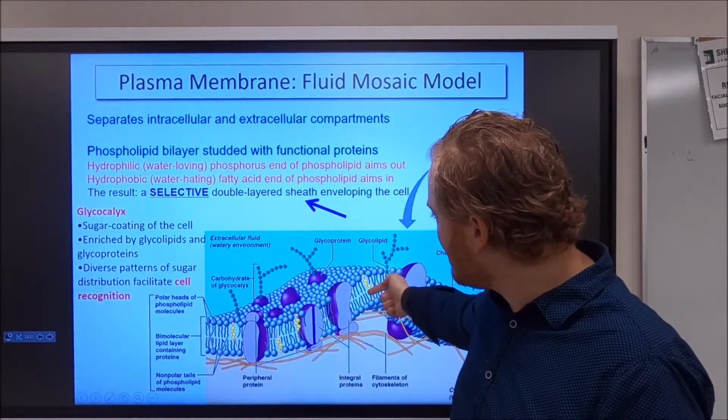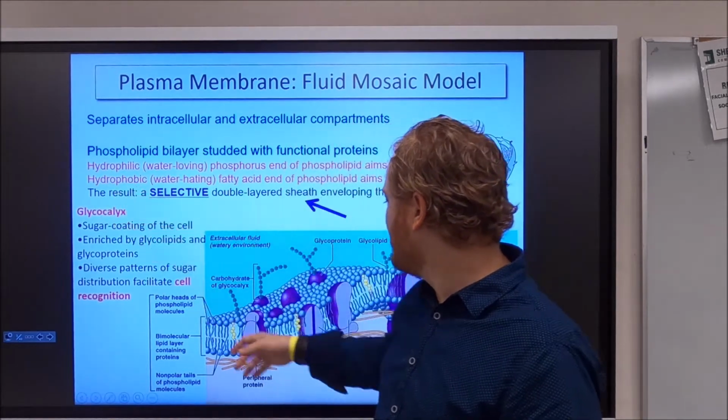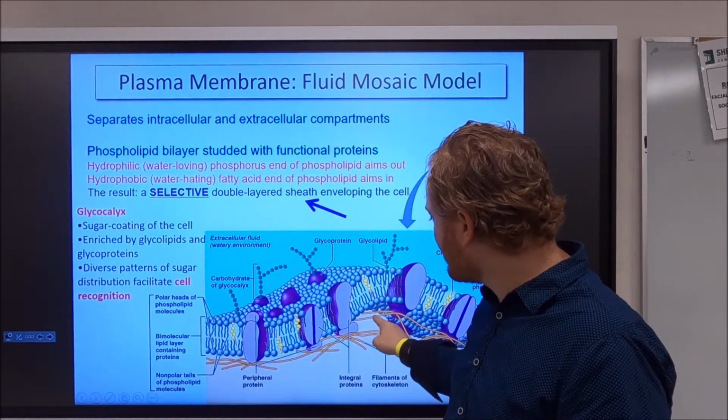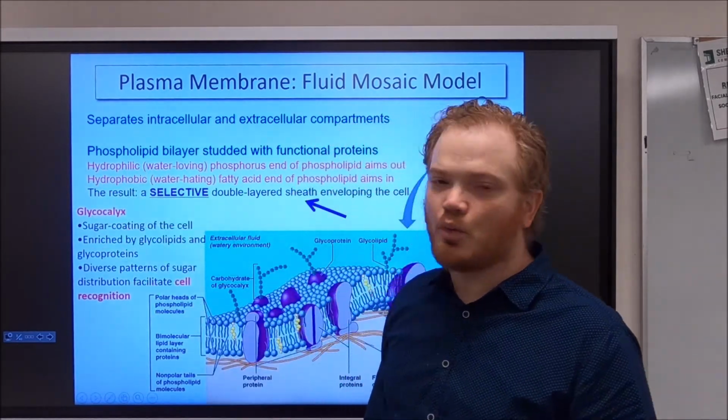So the inside nonpolar bit is what we call hydrophobic, it's water-fearing, and the outer edge and the inner edge are going to be considered what we call hydrophilic. They are water-loving.